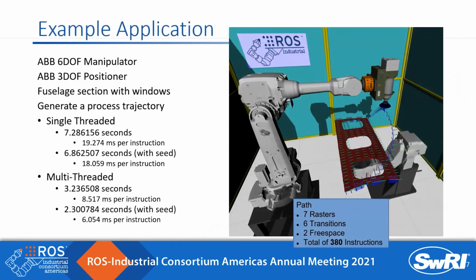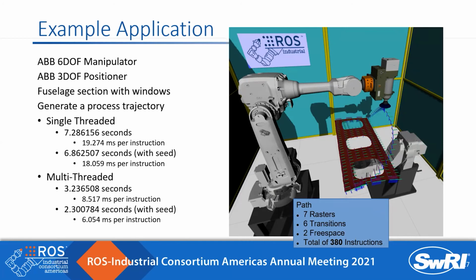So here was an example that we took. We did it both single-threaded and then running through the multi-threaded task planner. So we have a 6-DOF manipulator with a 3-DOF positioner. It makes an example fuselage cell, or skin. And you can see the generated process trajectory. It has 7 rasters, 6 transitions, and then 2 free space. It has a total of 380 instructions. Basically, those are Cartesian poses telling it to move L, move free.